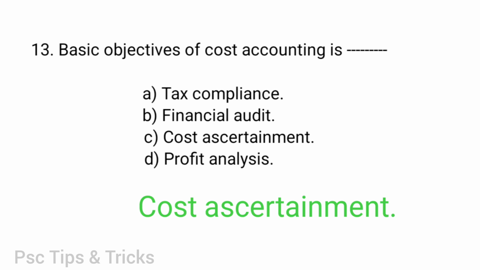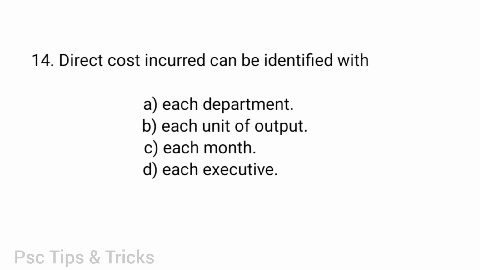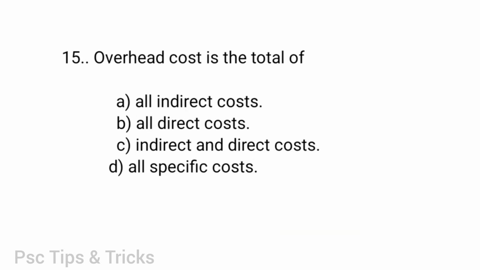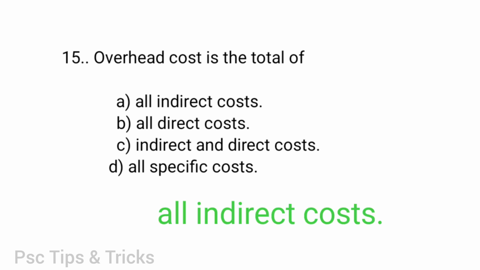Cost ascertainment. Direct costs incurred can be identified with each department, each unit of output, each month, each executive. Each unit of output. Overhead cost is the total of all indirect costs, all direct costs, indirect and direct costs, all specific costs. All indirect costs.